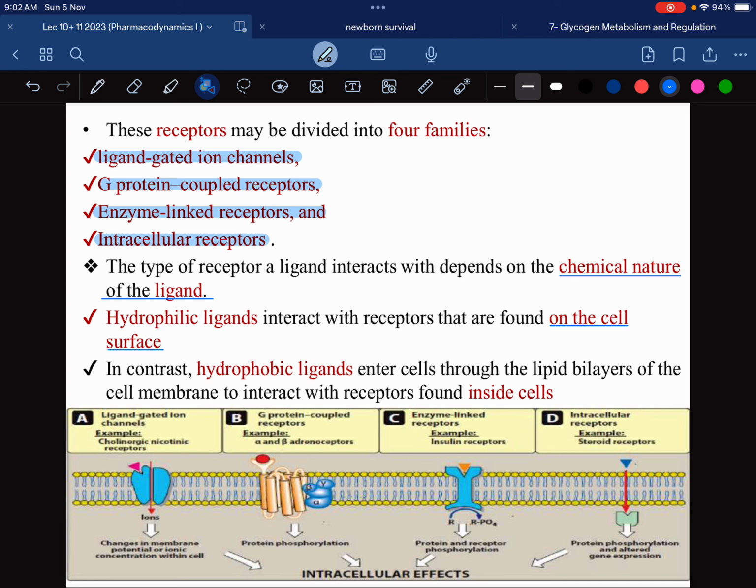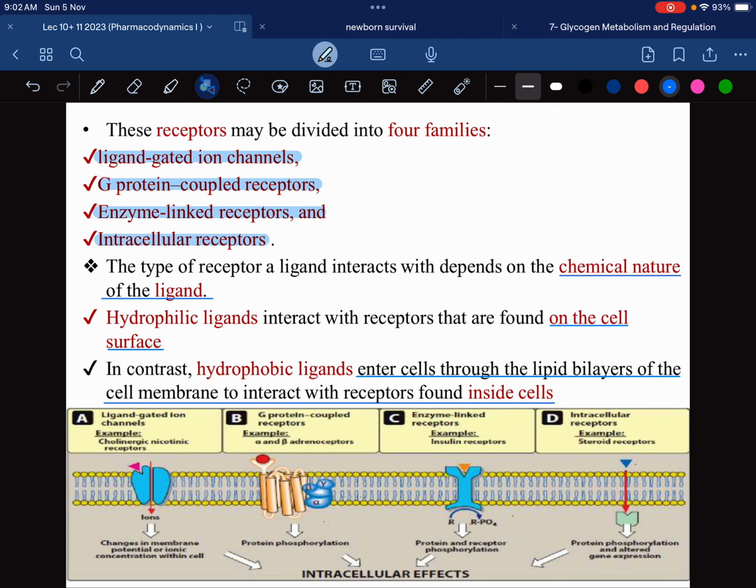But if the drug is very hydrophobic, that drug will enter the membrane, and it can go to the intracellular receptors. So the structure of the drug will determine the type of receptor that the drug will bind to. In contrast, the hydrophobic ligand enters cells through the lipid bilayer of the cell membrane and interacts with the receptor found inside the cell.